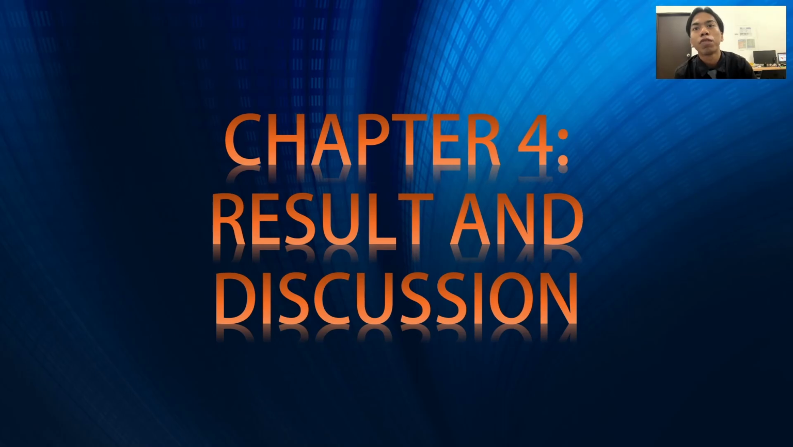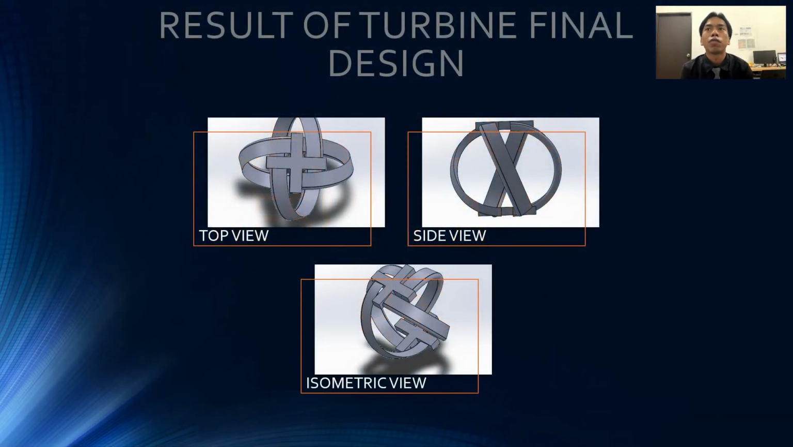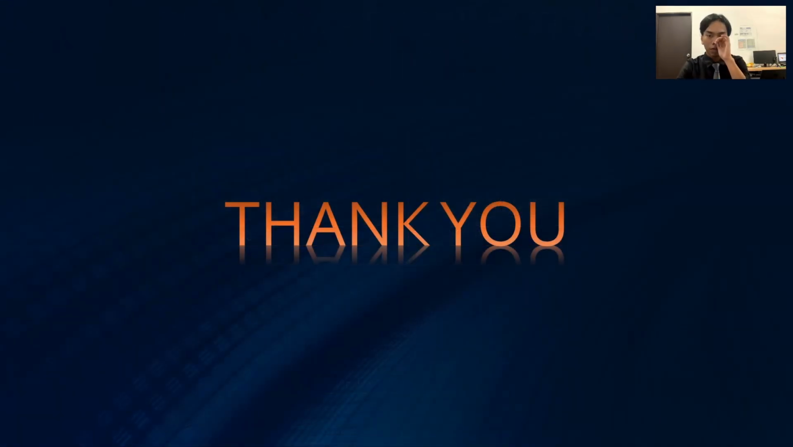Okay, for chapter 4, which is result and discussion. For the result of the turbine final design, as you can see in this picture, this is the top view of the water turbine, this is the side view, and this is the isometric view. Okay, that's all from chapter 4.